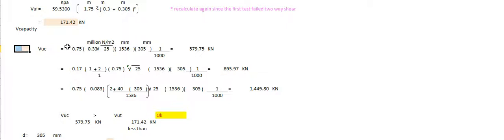So again, take the least of the three equations required in code. Equation 1 is 579.75, equation 2 is 2895.97, equation 3 is larger. So the least shear capacity is 579.75 compared to actual 171.42, so the shear capacity is greater than shear actual, so it is okay.